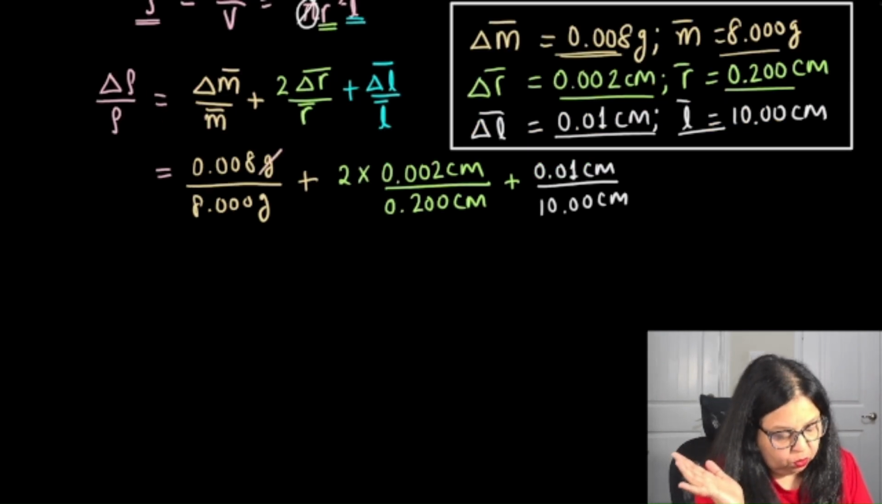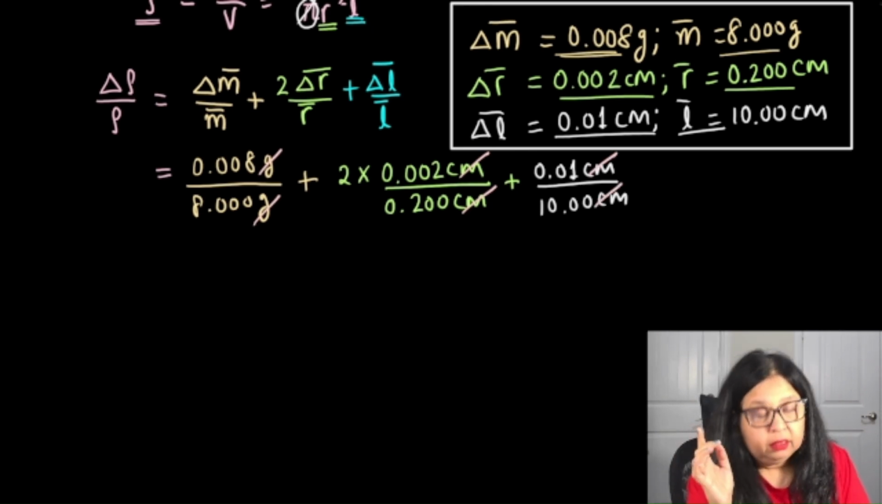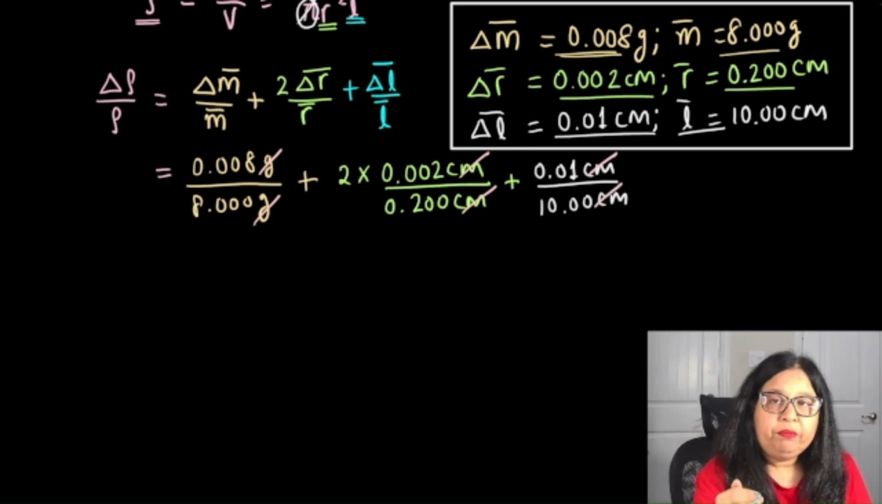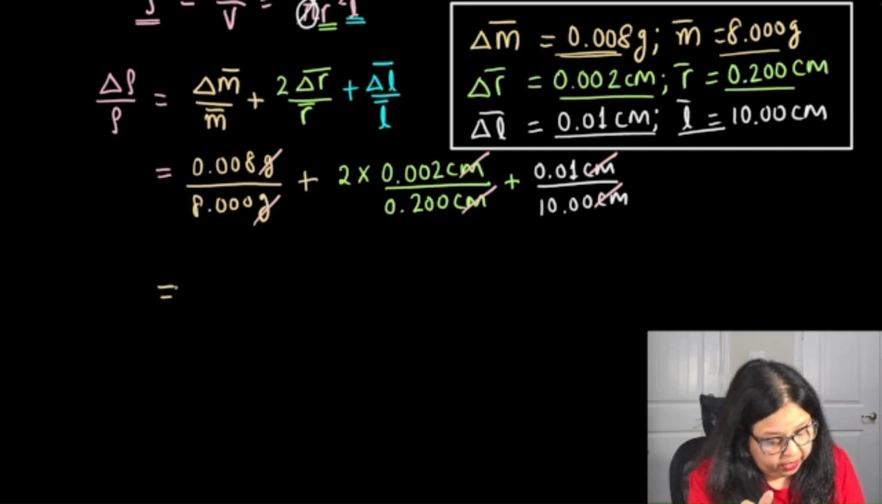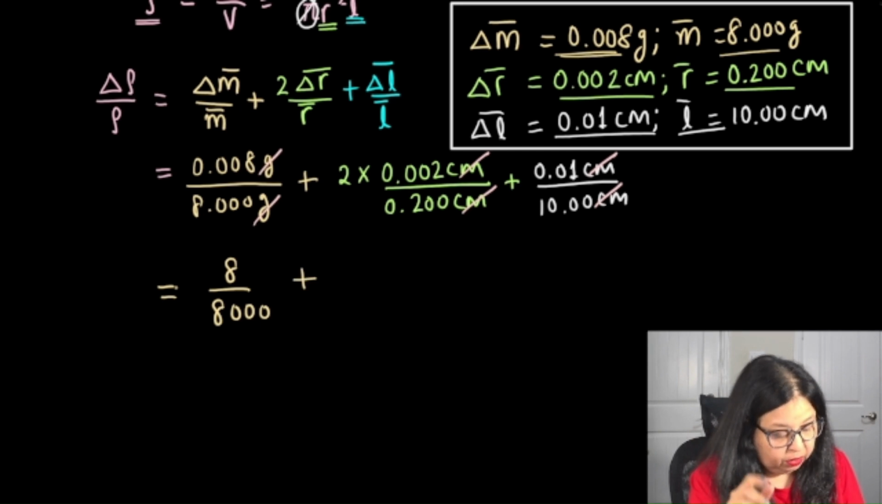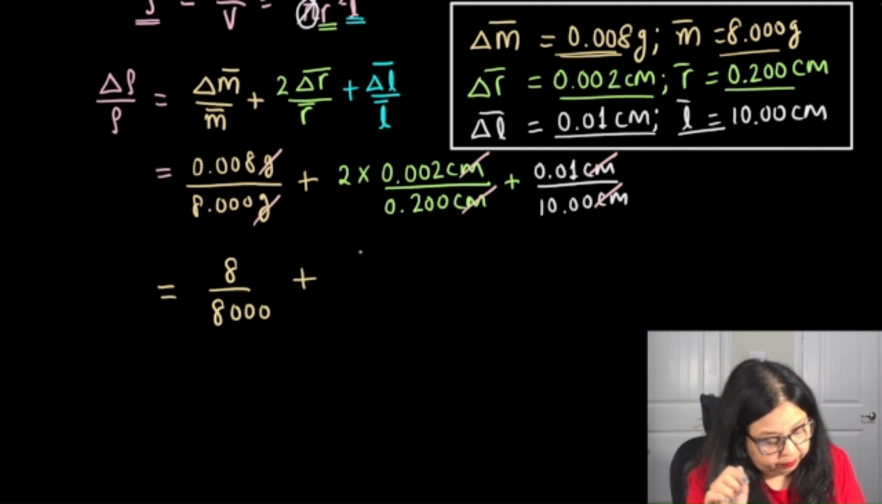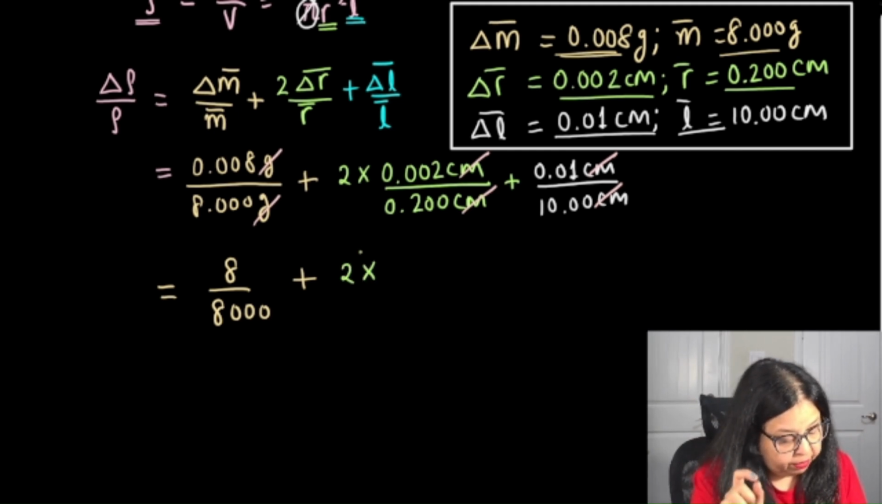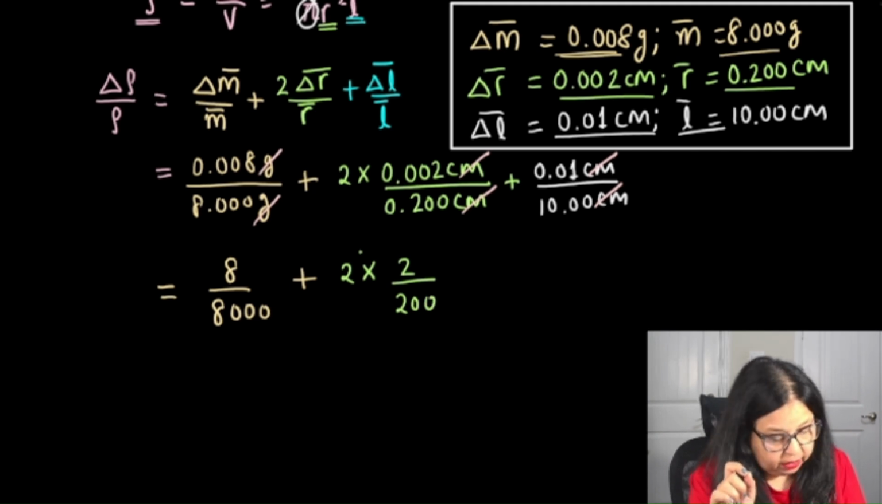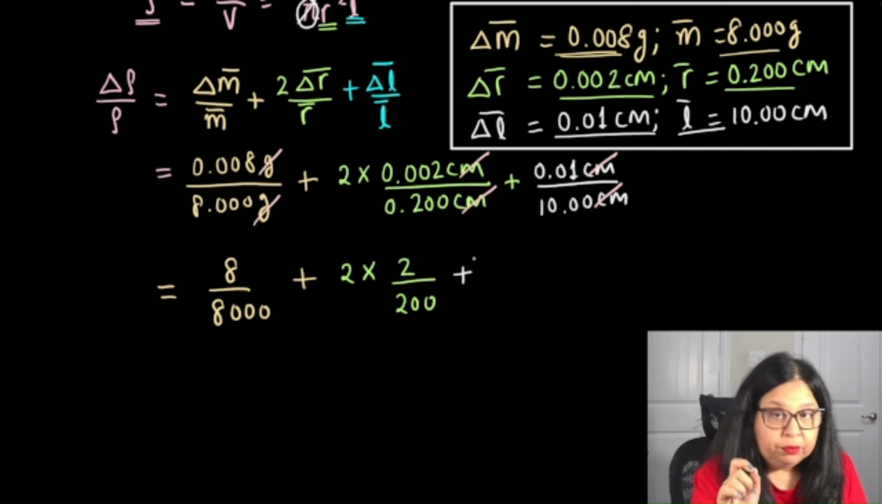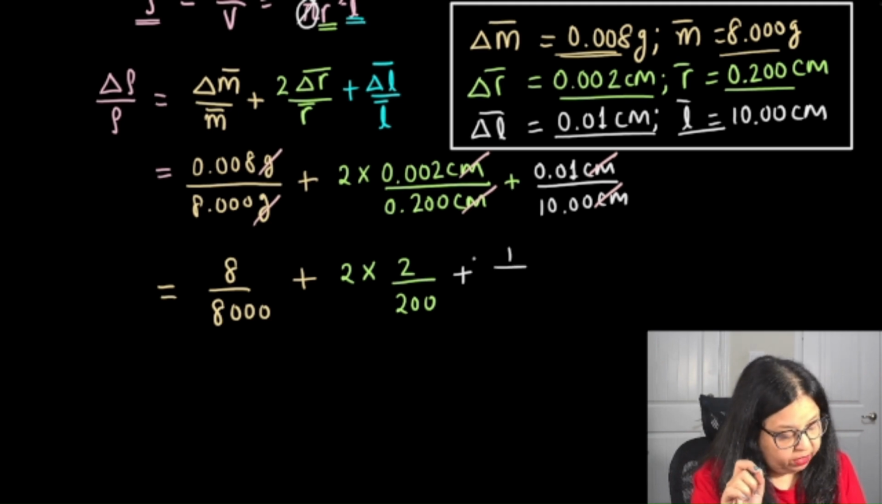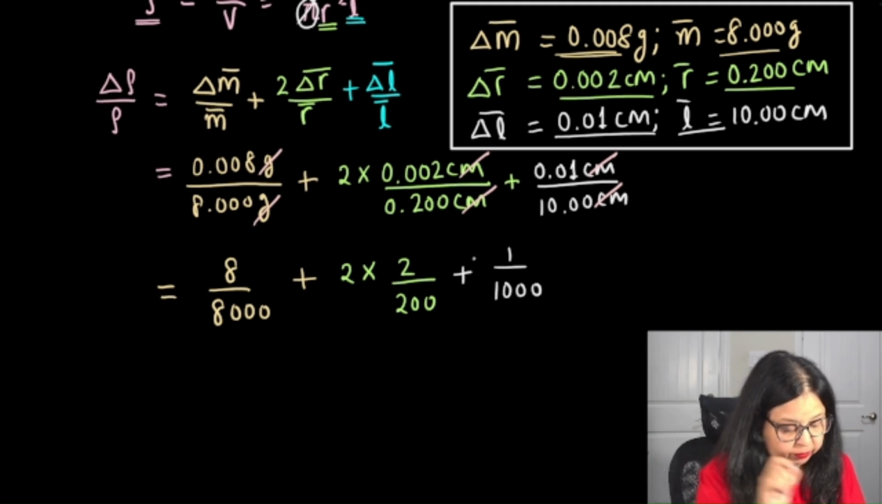First thing, you can see that all these units cancel out. And when we get rid of the decimal next, we get 8 divided by 8,000 for the first term. This is the relative error in the mass. Next we get 2 times the relative error in the radius, which becomes 2 over 200. And last, the relative error in the length is 1 divided by 1000.